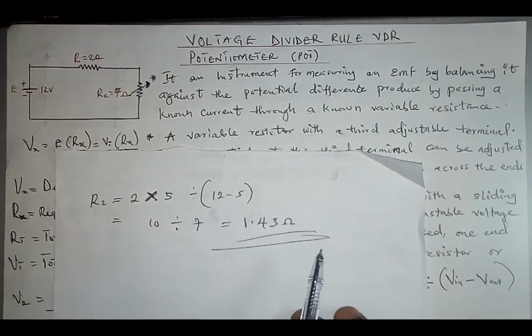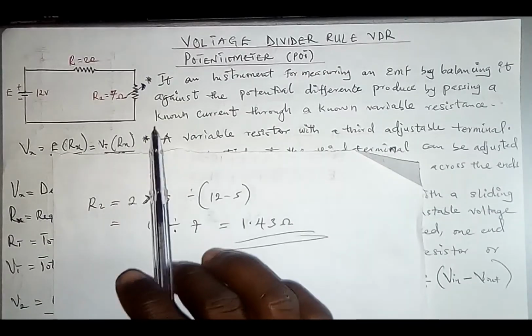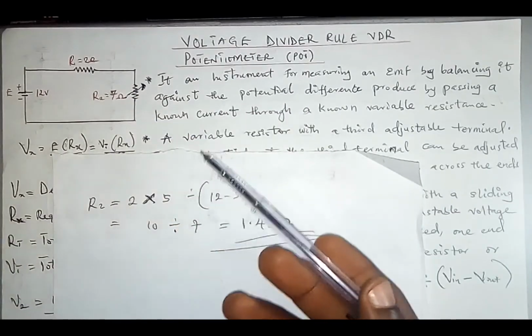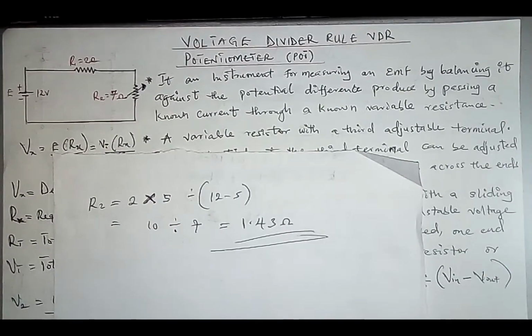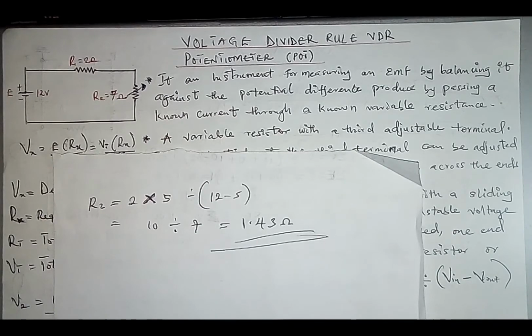So that is it on the second part, which is to determine the resistor that will give a particular voltage that you want in a circuit. And that is one of the most important applications of VDR. So I think we are through with that. Now let's take some questions under it.